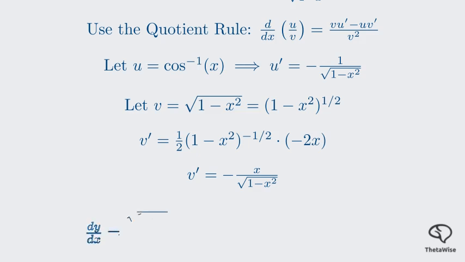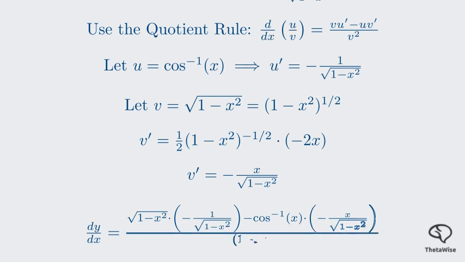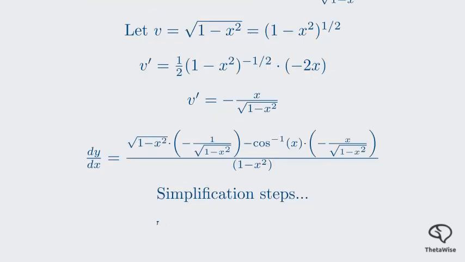dy/dx equals v times u prime, which is the square root of 1 minus x squared times negative 1 over the square root of 1 minus x squared, minus u times v prime, which is cos inverse of x times negative x over the square root of 1 minus x squared, all divided by v squared, which is 1 minus x squared. Now we just need to simplify this expression. In the numerator, the square root terms cancel out to negative 1. The negative signs in the second term multiply to a positive. We then find a common denominator for the numerator's terms and divide by the denominator. After multiplying top and bottom by the common denominator and simplifying, we arrive at our final answer.